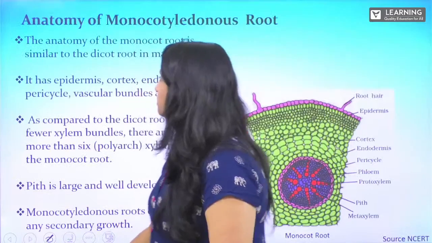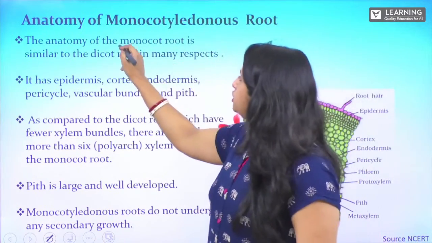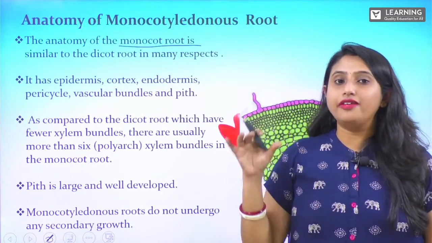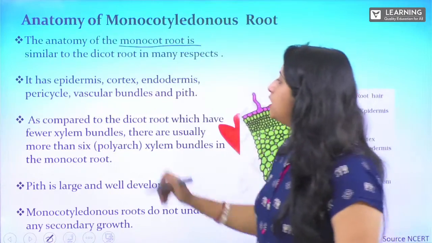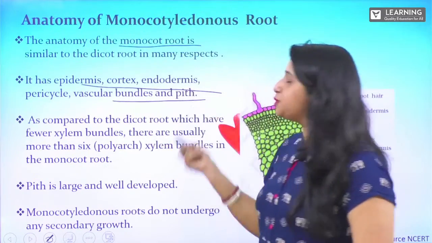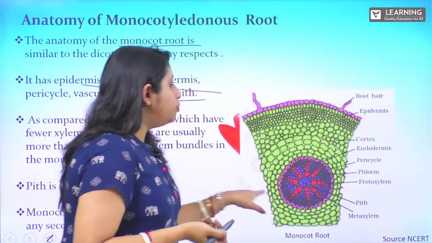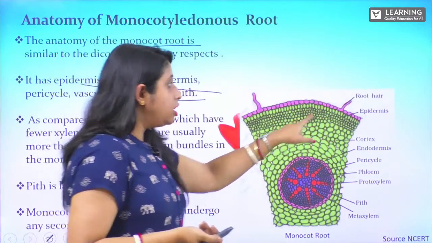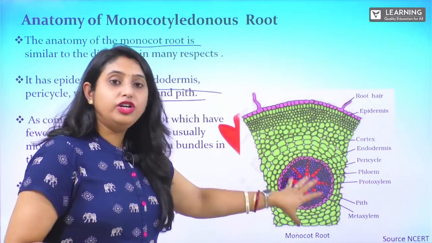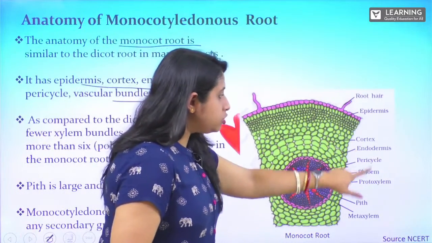Let us see what are the characteristics of monocot roots. The anatomy of the monocot root is similar to the dicot root. As I have said, everything is similar, only the arrangement of your vascular bundle is different. So it has epidermis, cortex, endodermis, pericycle, vascular bundles, everything is present inside it, right? As you can see here, the anatomy of the monocot root has everything present, only the arrangement inside the endodermis will be different. That is, your vascular bundles will be arranged differently. So here also you will find everything.